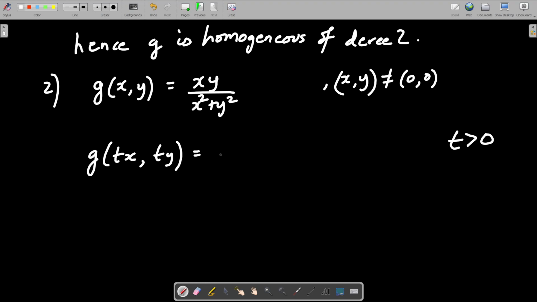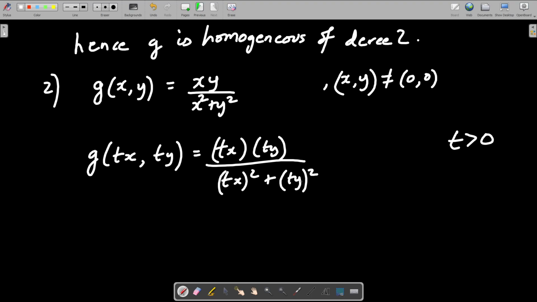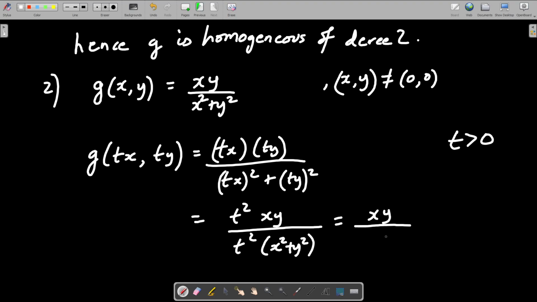So what will be g of tx, ty? This will give you tx into ty upon tx the whole square plus ty the whole square. As you can see, the top gives you a t square common with x y, and the denominator also leaves you with a t square. So the t square will cancel, because t is greater than 0, and we get x y upon x square plus y square.